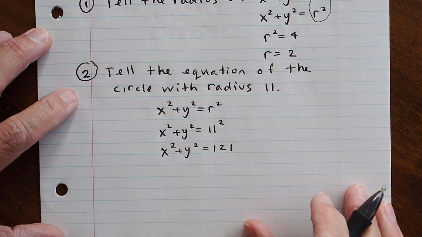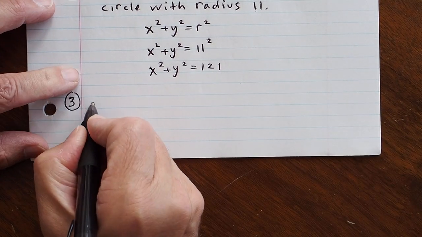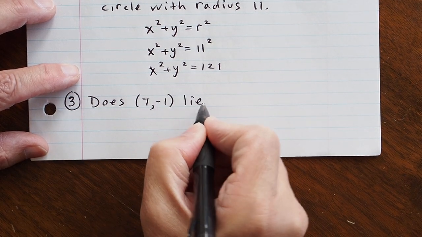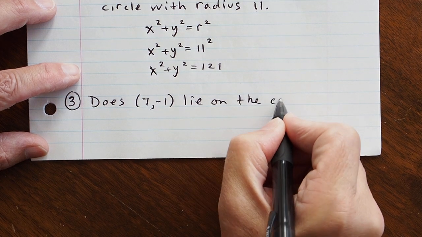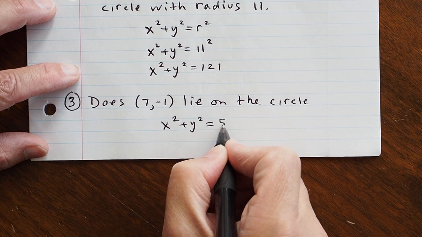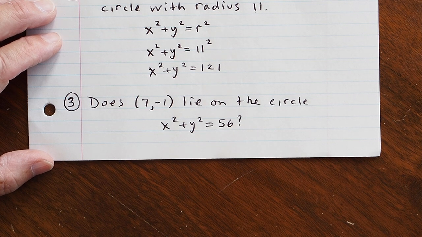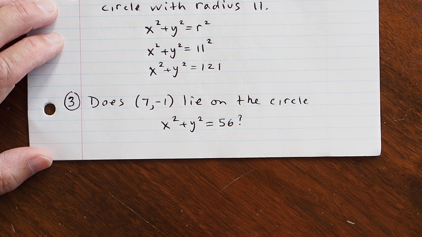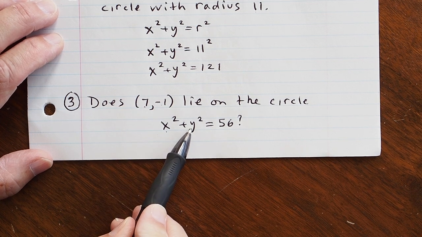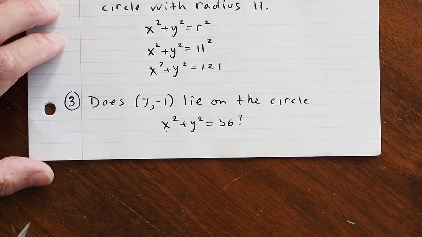Very good. Third question to practice. Does this point, (7, -1), lie on this circle? x squared plus y squared is 56. Does that point lie on the circle? What we're going to do to find out is take the 7, place it in for x, take the -1, place it in for y, and see if the left and right sides balance, to see if the left side is equal to the right side.